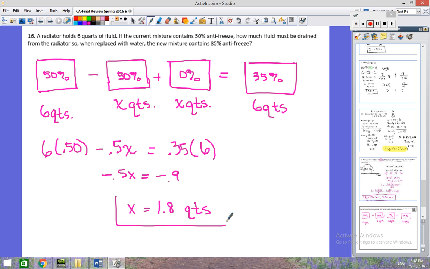So, if you're wanting to dilute your antifreeze, currently in your radiator it's 50%, you want 35%. If you drain a little bit less than 2 quarts, 1.8 quarts, out of your radiator, fill it back up with water. When you fill it with water, it's going to dilute it, and 1.8 quarts of water is going to make that concentration 35% antifreeze.